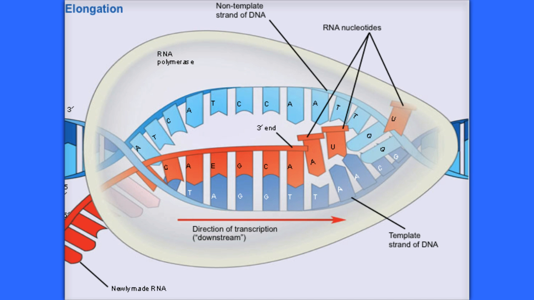Here is the RNA polymerase and how it is unfurling the DNA and forming the mRNA over it. And wherever there is adenine, it is going to attach uracil instead of thymidine. That's the only difference between replication and transcription.